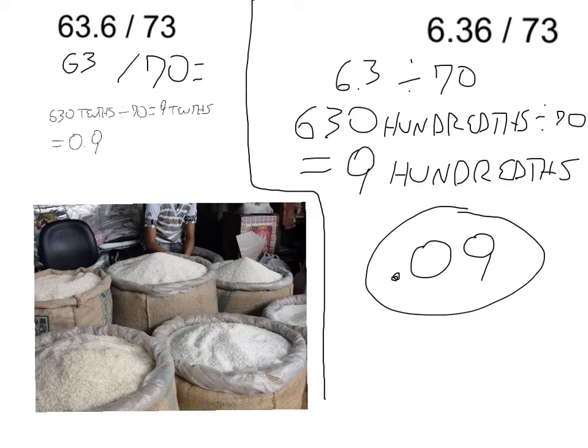So to answer our question here, each of these bags of rice, we had 63.6 kilograms in 73 bags, so each bag of rice is going to have 0.9 kilograms in it. Over here, on the right side, if we had the same situation, these would be smaller bags, but each bag would have 0.09 kilograms, or 9 hundredths in it. So that is the end of this problem. Let's look back at our notes real quick.